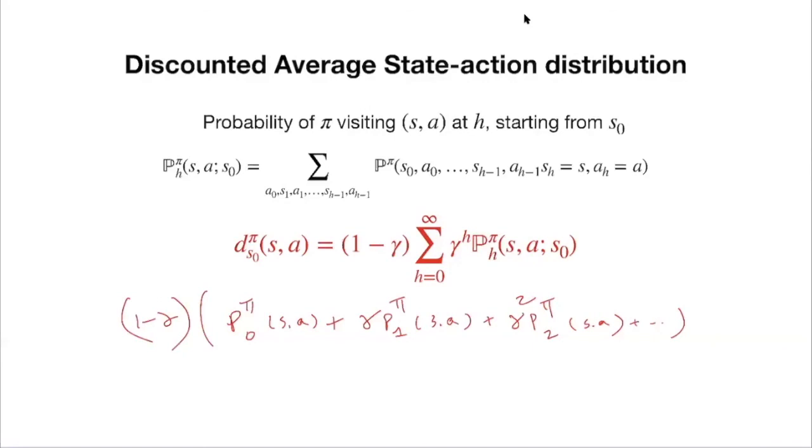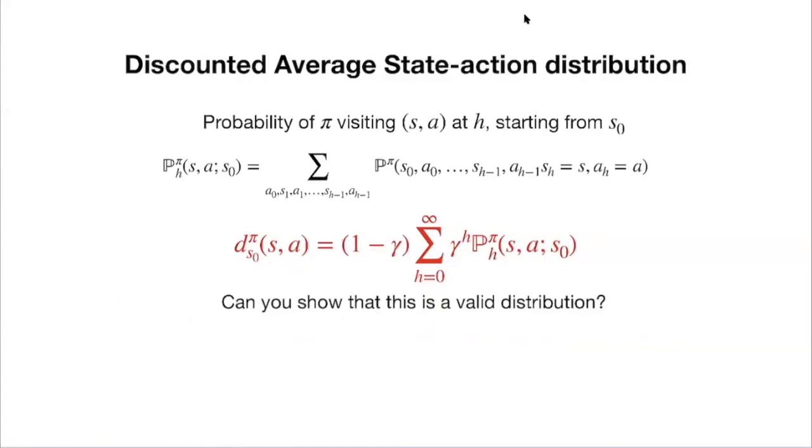Wait, Professor, why is gamma added in over here? We're just trying to figure out the probability of visiting the state S, comma A at any point in time. Why is gamma there? You're right. We will get to this point in 20 seconds. Remember, this is just a definition, right? The first thing, which is probably pretty straightforward but you will actually do the exercise in the homework, is to show that this is a valid distribution. By valid distribution, I mean d pi S0 SA is non-negative, and the sum over SA of d pi S0 SA is equal to 1. So this is a distribution.